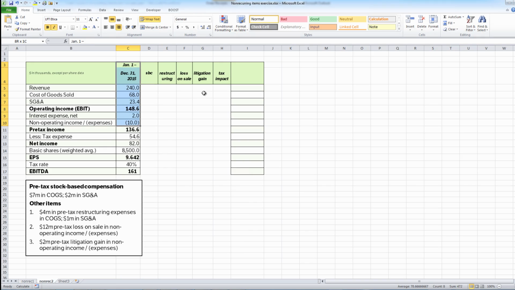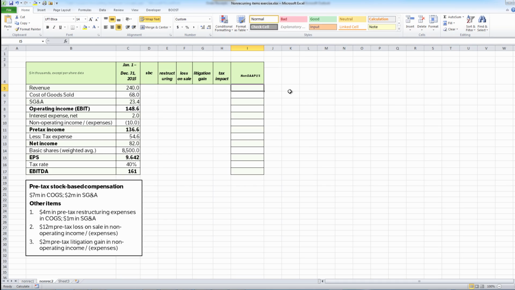Here is the GAAP-based income statement, and then we have these non-recurring items that we've identified. So what we've done is actually very similar to the VMware style disclosures. We've broken out all of the potential non-recurring items in columns on top, just to make it really clear what we're adjusting to get to what is going to be a non-GAAP income statement in this column.